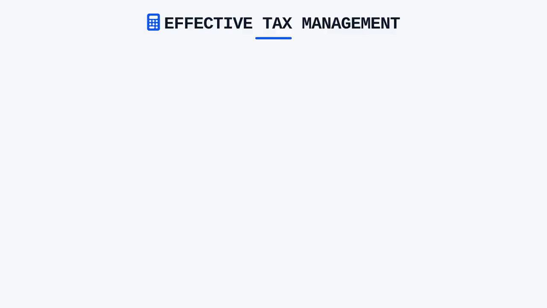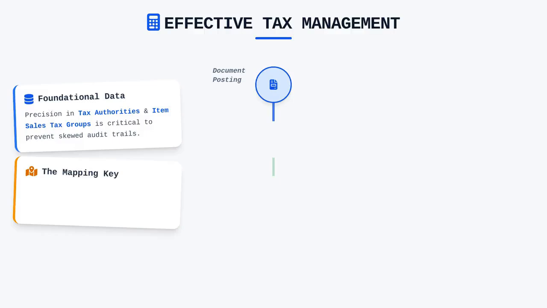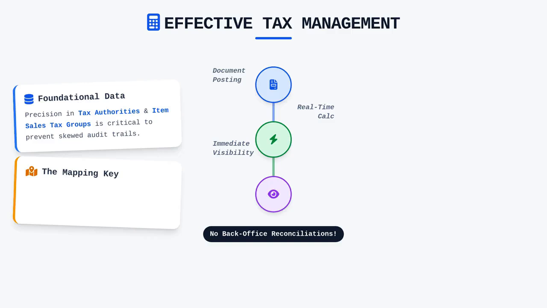Effective tax management ultimately relies on the precision of your foundational data, as even a small error in the setup of a tax authority or an item sales tax group can lead to skewed audit trails. Because these configurations are integrated directly into the document posting framework, the calculations happen in real time, providing immediate visibility into tax consequences during the procurement or sales process. This integration prevents the need for back-office reconciliations that often plague legacy accounting systems.